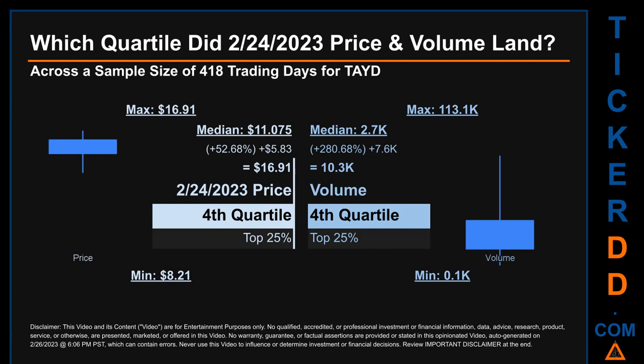Quartiles tell us about the spread of a data set by breaking that data set into quarters, just like how the median breaks the set into half. Descriptively, TAYD has a median price of $11.075. Therefore, February 24, 2023 price was higher from that middle marker by 52.68%. The day's volume of 10.3 thousand was more than the median by 280.68%.